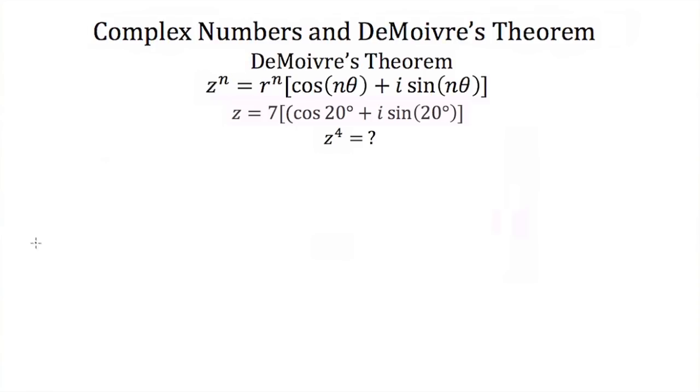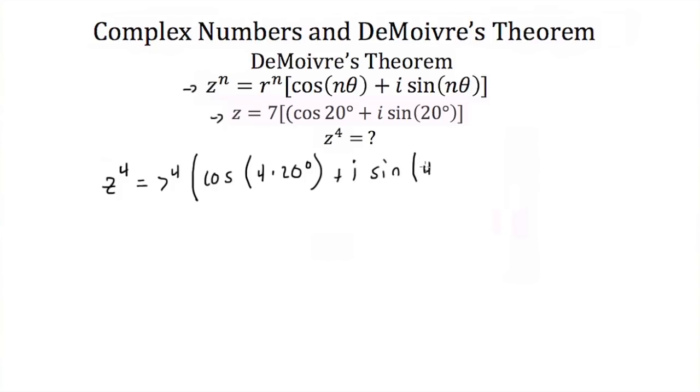So again, let's practice this. Here's DeMoivre's theorem. Here's z. It's equal to 7 times the cosine of 20 degrees plus I times the sine of 20 degrees. And we want to find z raised to the 4th power. Well, z to the 4th power is equal to r to the 4th power, so 7 to the 4th power, times the cosine of n times theta, so 4 times 20 degrees, plus I times the sine of 4 times 20 degrees.